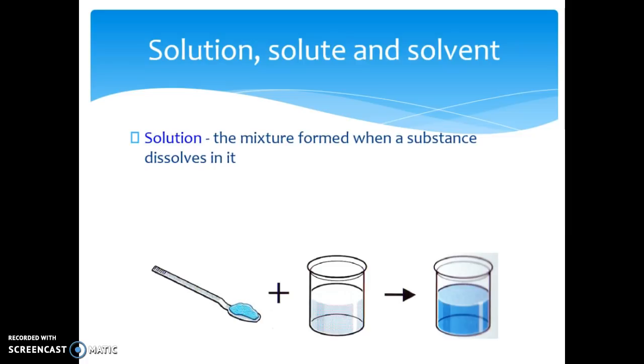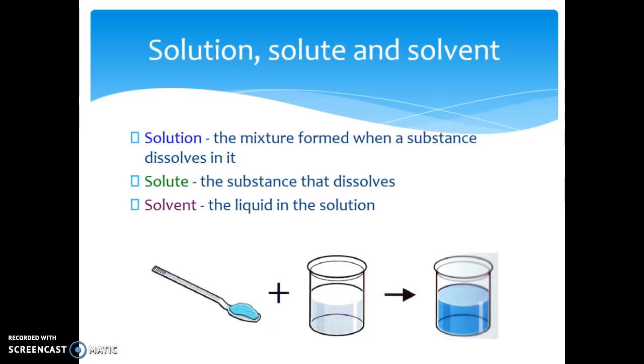We can break down that solution into two parts. The first part is called the solute. The solute is the substance typically found in smaller amounts that is able to dissolve. So it fully goes away and dissolves. What it dissolves into is what we call a solvent. The solvent is the liquid portion of the solution, and it's generally in higher concentration.